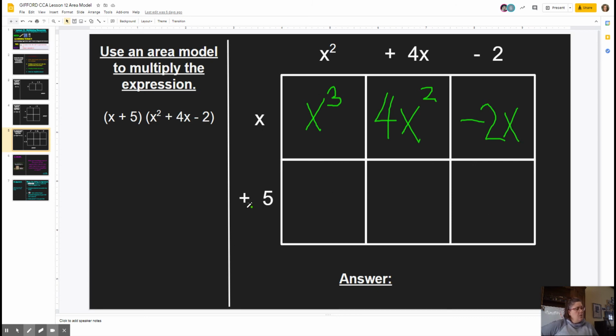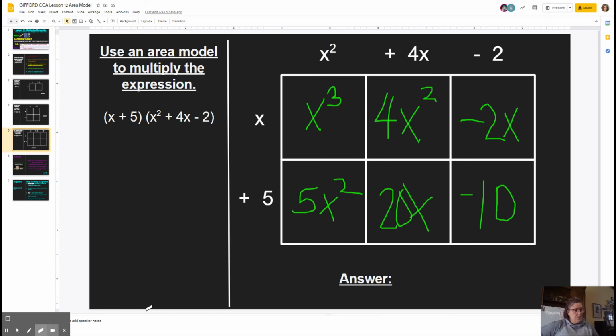Then the second row, I'm going to do the same thing. I've got 5 times x squared, 5 times 4x, and 5 times negative 2. The 20 right here in the middle one. Fix that.